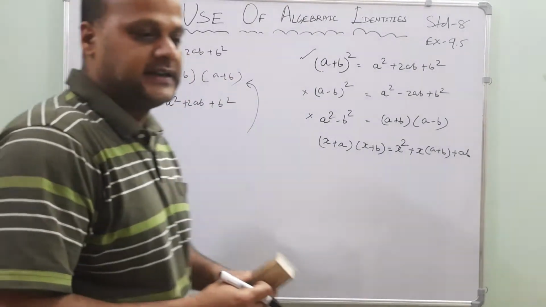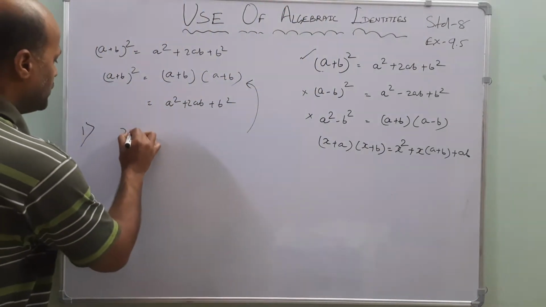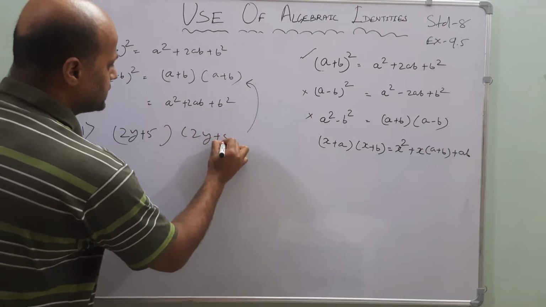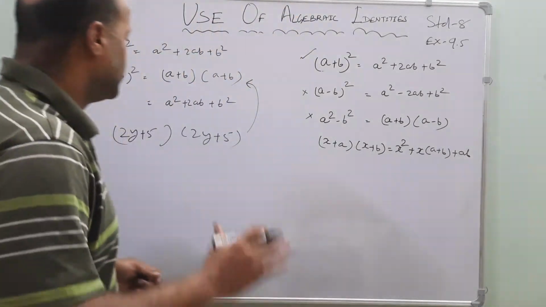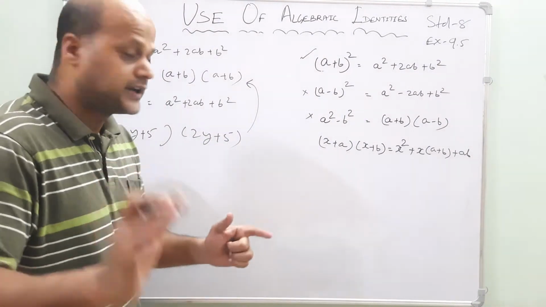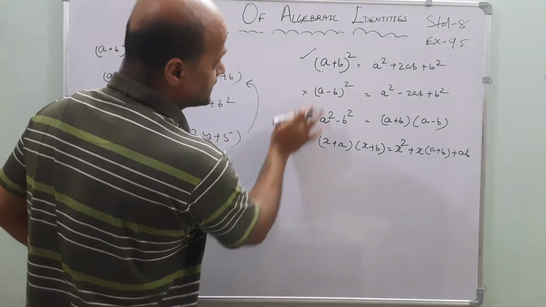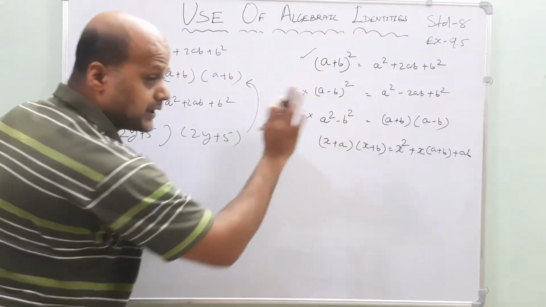What is that? It is there. Another question is there: (2y + 5) into (2y + 5). Now, in this case, again you have to remember the same thing. These are in the plus case. Here, plus case, plus case. First and second one in plus. These two will not be applicable, my dear friends.